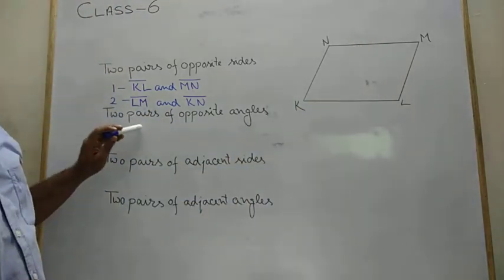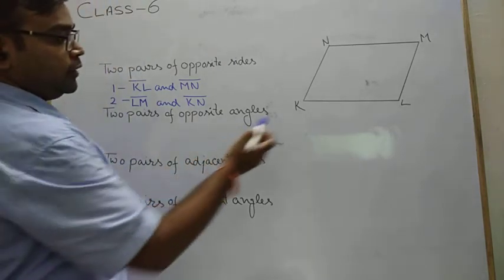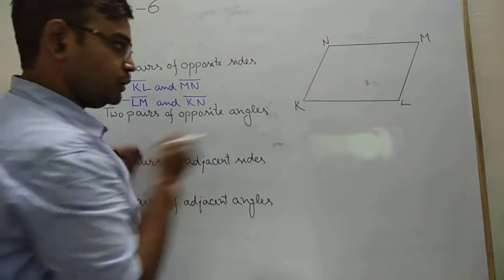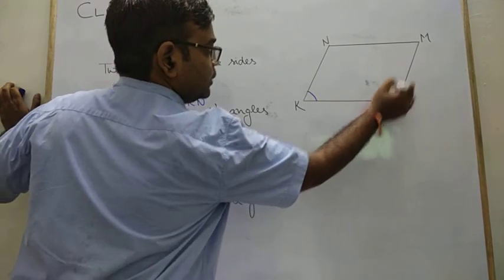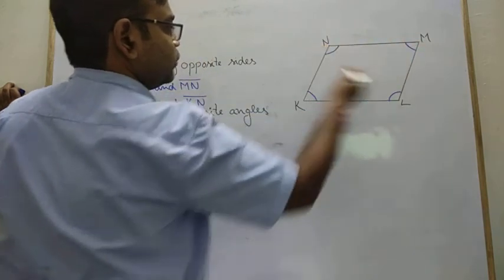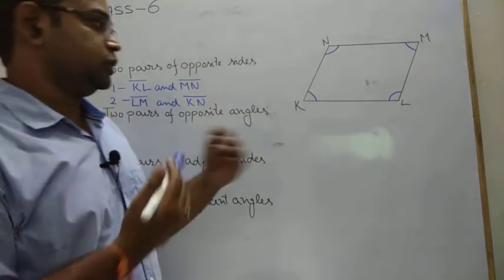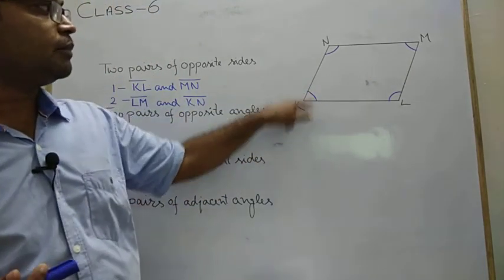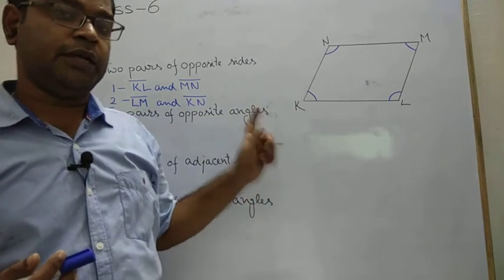Then it says two pairs of opposite angles. First mark the angles. As we know, an angle has two arms or two line segments with a common point. So K, this is one of the angles. This is one of the angles. This is one angle, and it is a fourth angle. Means there are four angles in total. So two pairs of opposite angles means opposite to each other. This and this, these two angles are opposite. So what is the name of this angle? NKL. As we discussed, the vertex of the angle must be in the middle.